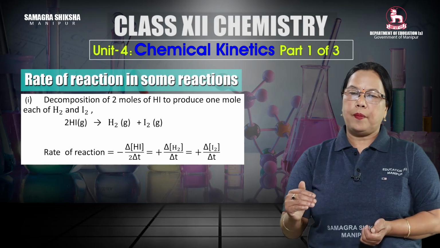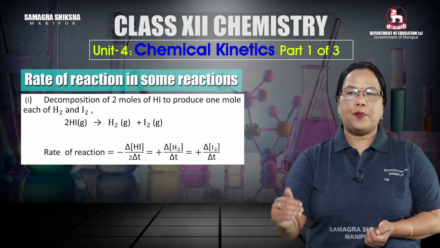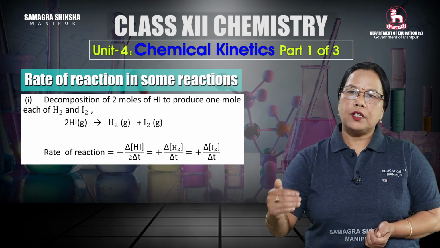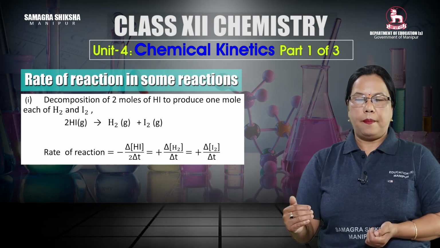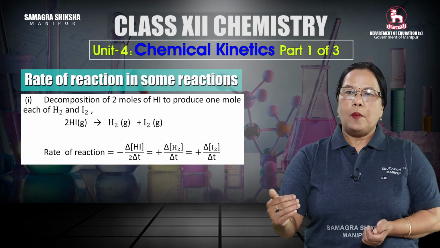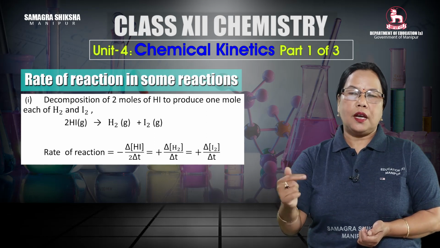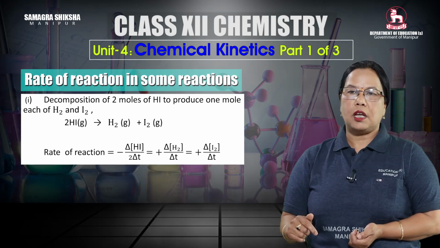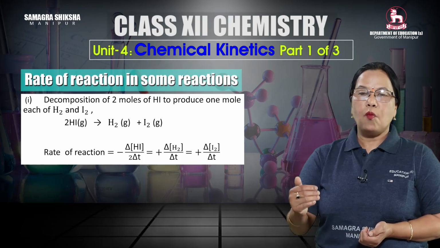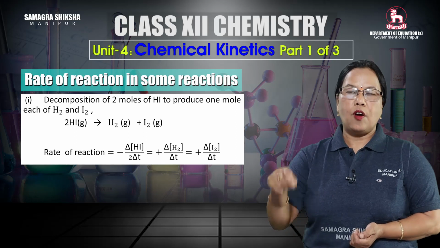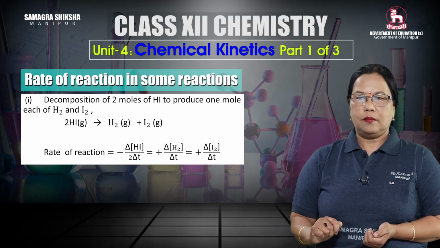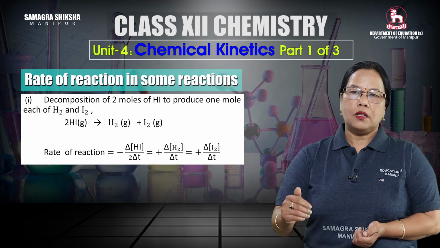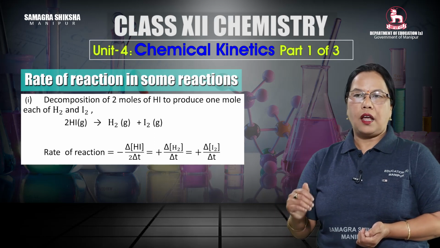The expression for the rate of reaction is the sense of concentration of hydrogen iodide upon the sense of time, divided by 2. We divide by 2 because it is 2 moles of hydrogen iodide, while the others are 1 mole. This is only the stoichiometric coefficient from the rate of the reaction, and the sign is also given here: negative sign with respect to decrease in the concentration of hydrogen iodide.